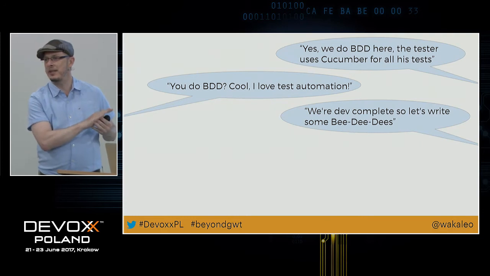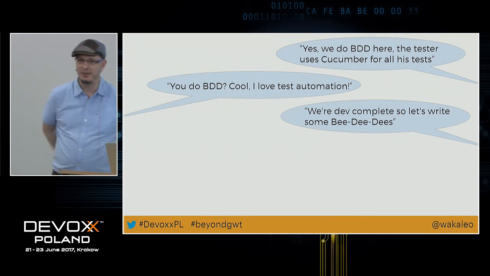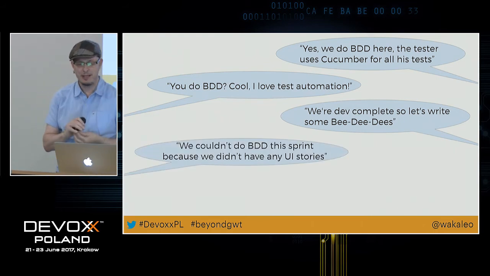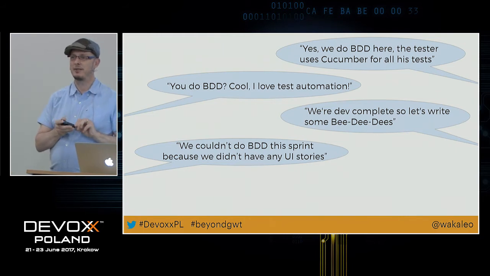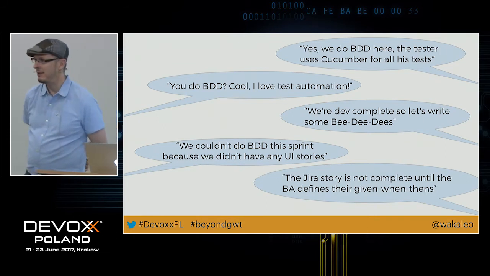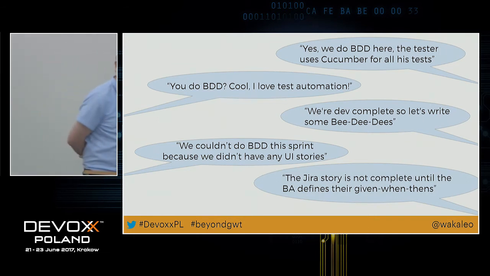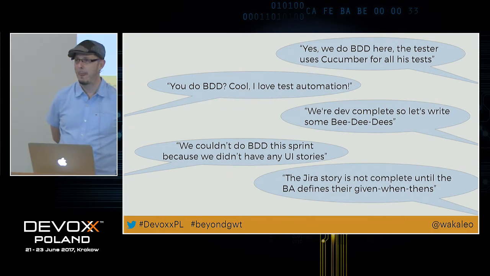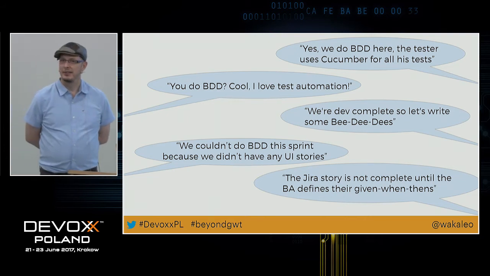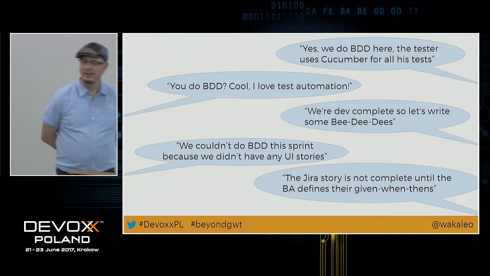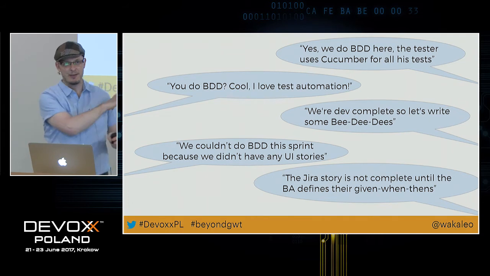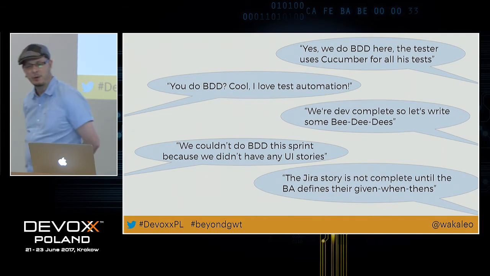Or, we're dev complete, let's write some BDDs. Now that's a way to get a BDD specialist to cringe, to use BDD as a noun, just a pro tip. I have heard this recently, we couldn't do BDD in this sprint because we didn't have any UI stories. Or the Jira story's not complete until the BA has written the acceptance criteria with given when thens. Do any of these ring any bells? Well, in this talk, we'll have a look at why this is not necessarily the optimal way of doing BDD.